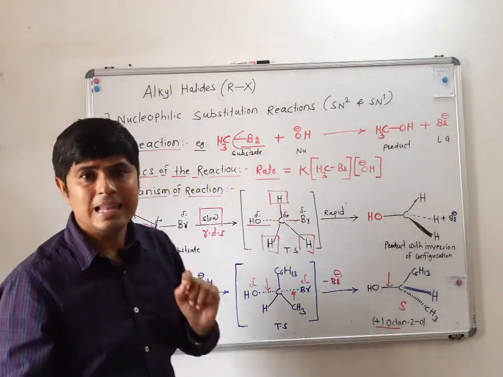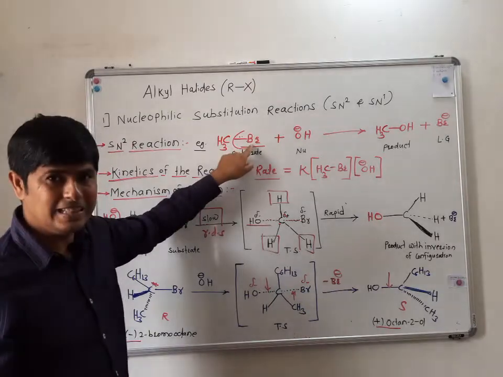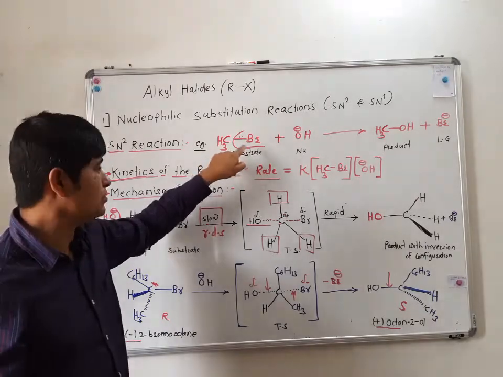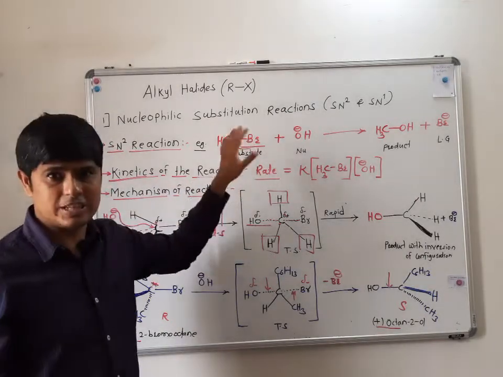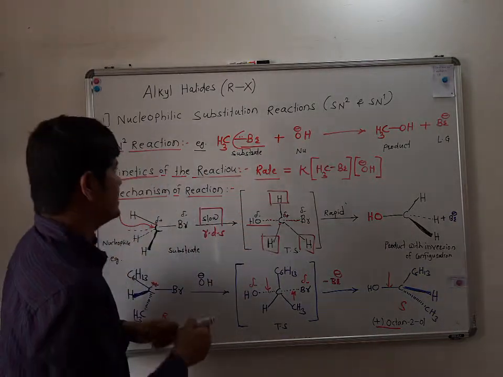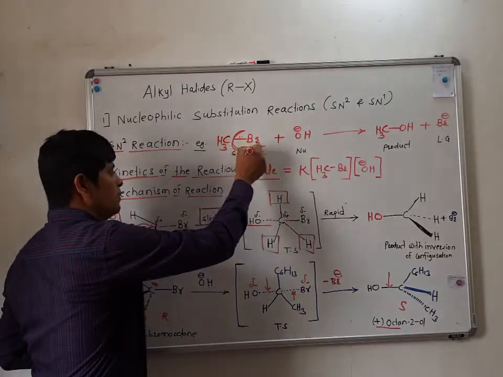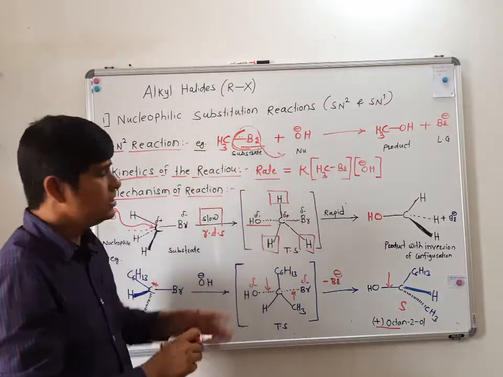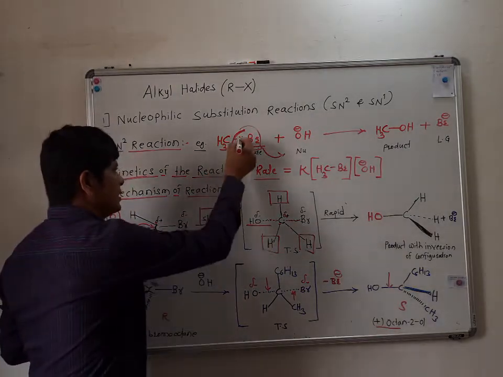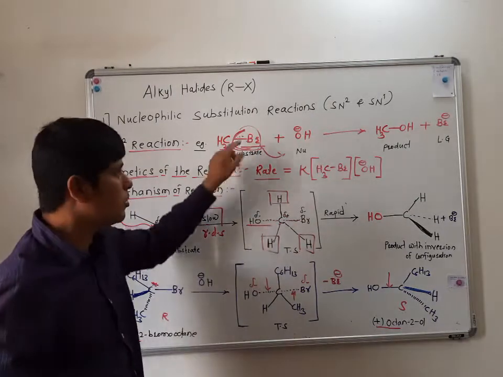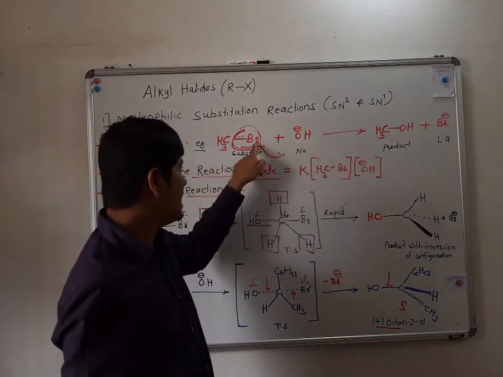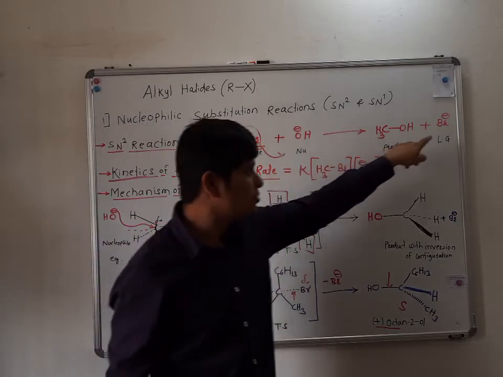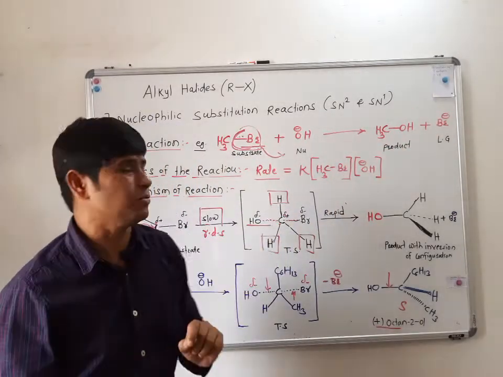Now what is meant by leaving group? A leaving group is a species attached to a carbon atom in this substrate. It departs from the reaction along with its bonding pair of electrons. So this Br departs from this reaction along with this bonding pair of electrons to form Br minus. So it is called a leaving group.